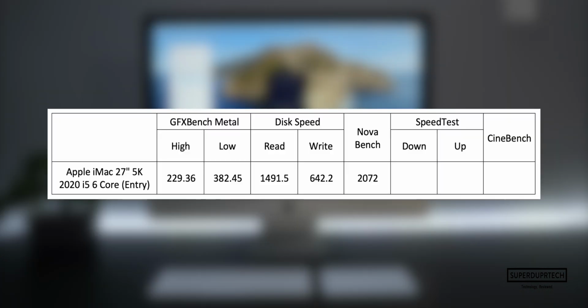I then chose to perform a network speed test over Wi-Fi and got a download speed of 141 megabytes per second and an upload speed of 20.3 megabytes per second.